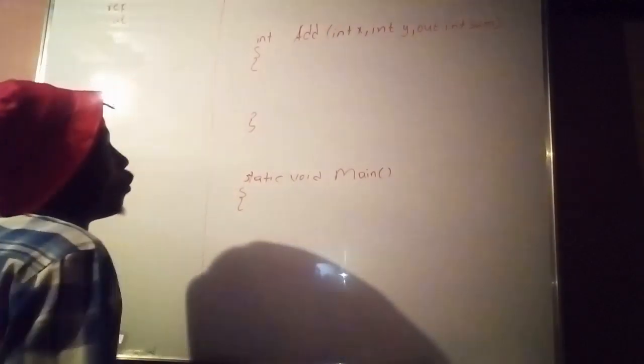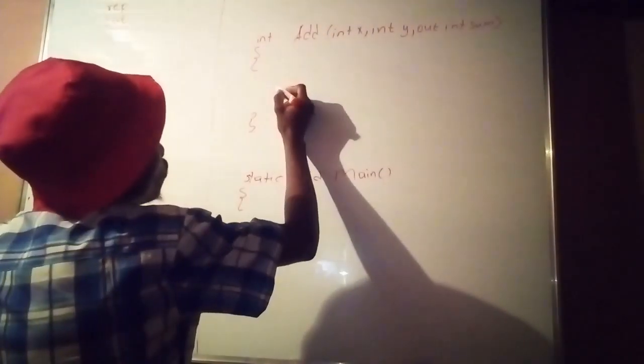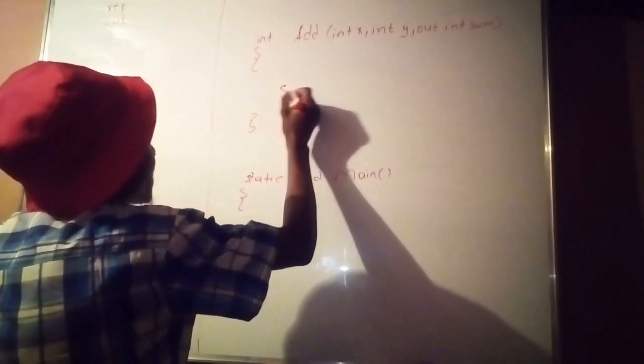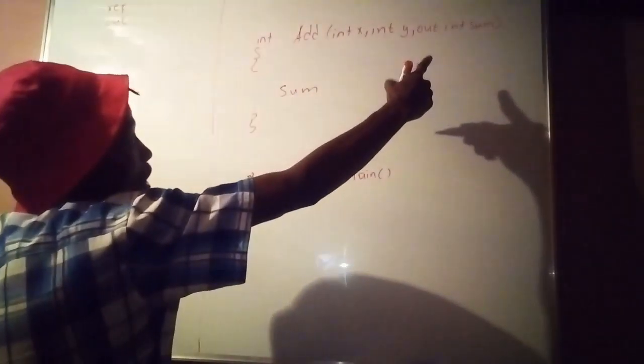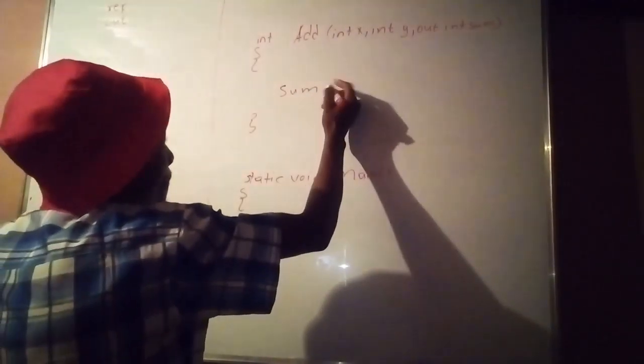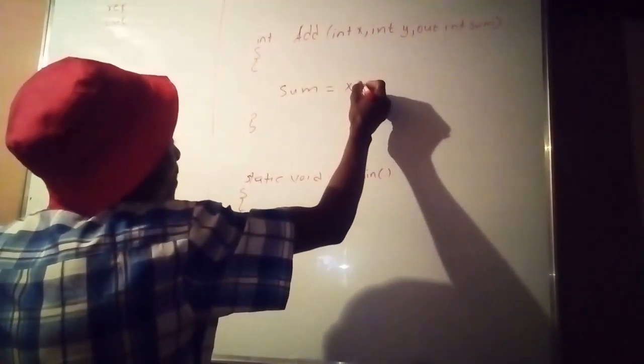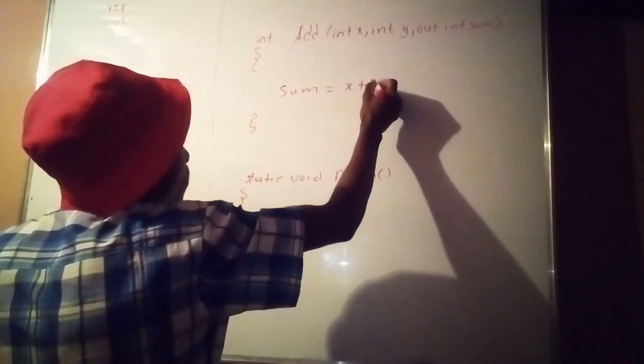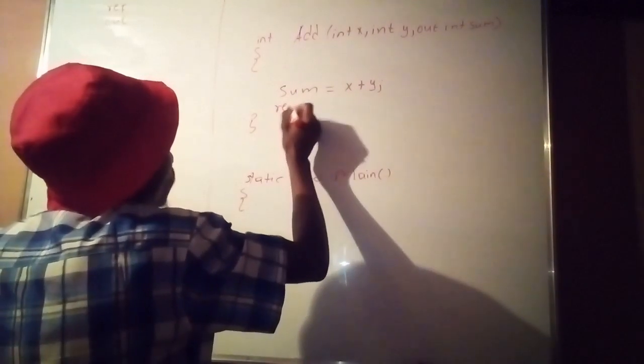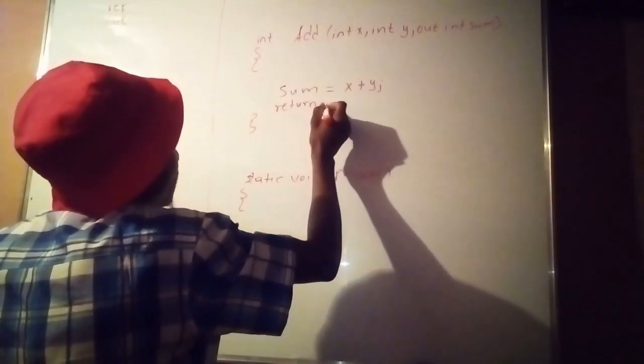So now we want this method to do what? To assign a value to that output parameter. Sum is equal to x plus y, and then we want to return this sum.